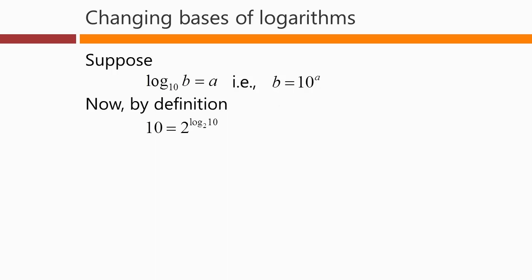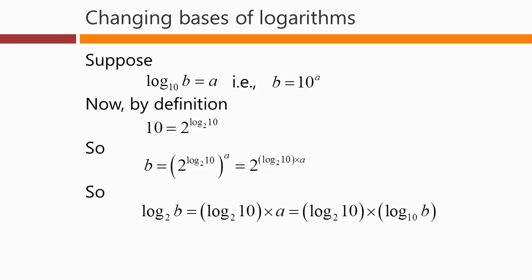Now, by definition, 10 is just 2 to the power of log to the base 2 of 10. That's what log to the base 2 of 10 means. So, our number b here, which is 10 to the power a, is 2 to the power log to the base 2 of 10, all to the power a. And we know that if we are raising a power to a power, we just multiply the two of them. So b is equal to 2 to the power log to the base 2 of 10 times a.